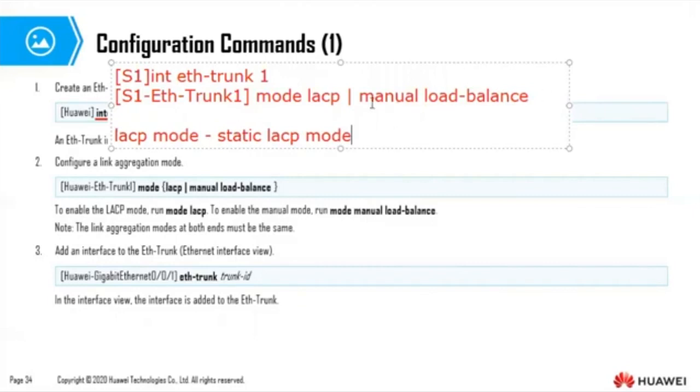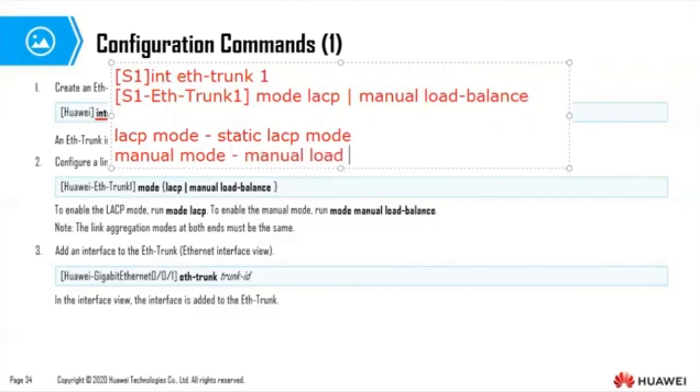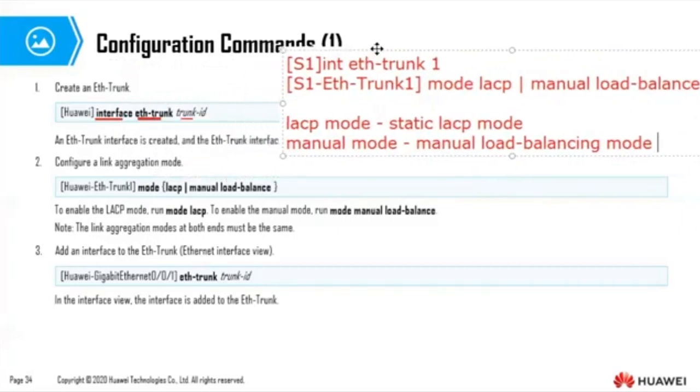I don't like this name a lot because most of the time in networking, when we refer to static, it means you're configuring manually. So I find this quite confusing, that here we are using a protocol to form the Ethernet trunk, and we are calling it static LACP mode. Then the manual mode is also called manual load balancing mode. You need to understand this because in the exam they'll use static LACP mode, and you might wonder, oh, what is that?